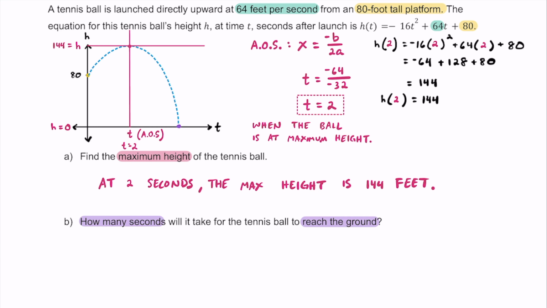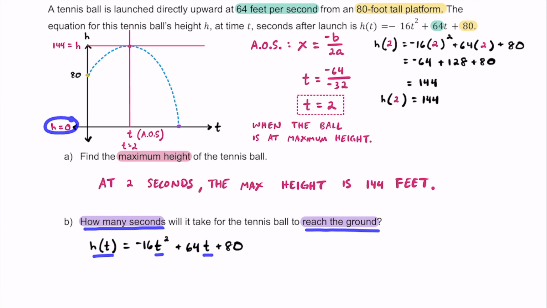So let's take a look at our original function. Now the question is how many seconds will it take for the ball to reach the ground? So we're looking for t, which means we must know what h of t is. Now h of t is just representing the height at that given time. Now when it hits the ground, we know the height of this tennis ball must be at 0.